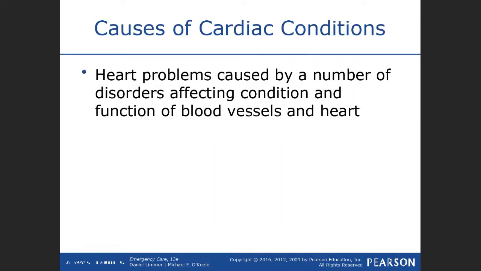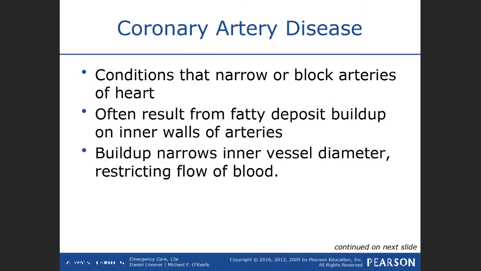So, causes of cardiac conditions. Heart problems are caused by a number of disorders affecting the condition and function of the blood vessels of the heart. We know about coronary artery disease. There are two types: atherosclerosis and arteriosclerosis. Atherosclerosis is the buildup of fatty deposits on the walls of the arteries, whereas arteriosclerosis is the thickening and hardening of the artery.